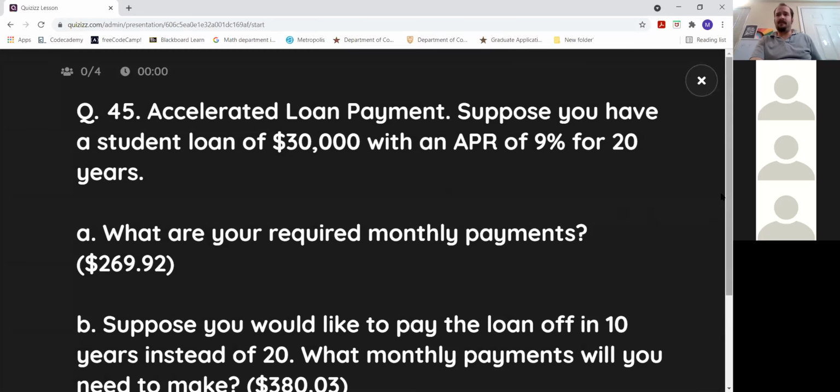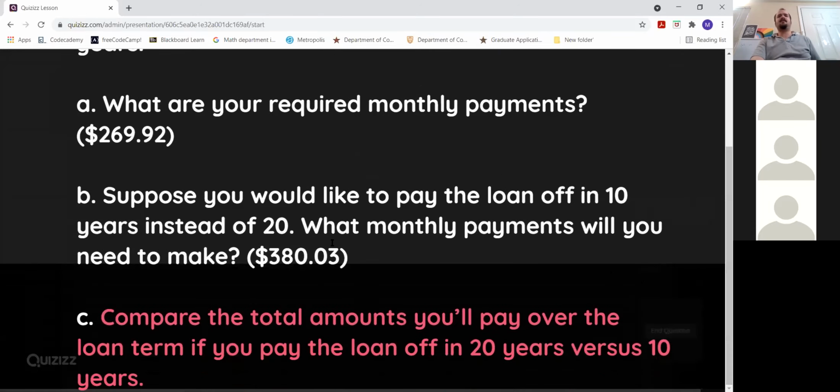And I say we get 269 versus 380. So they want us to compare the total amounts you'll pay over the loan terms if you pay the loan off in 20 years versus 10 years. So I think we're doing 269.92, and we're doing that 12 times for 20 years.